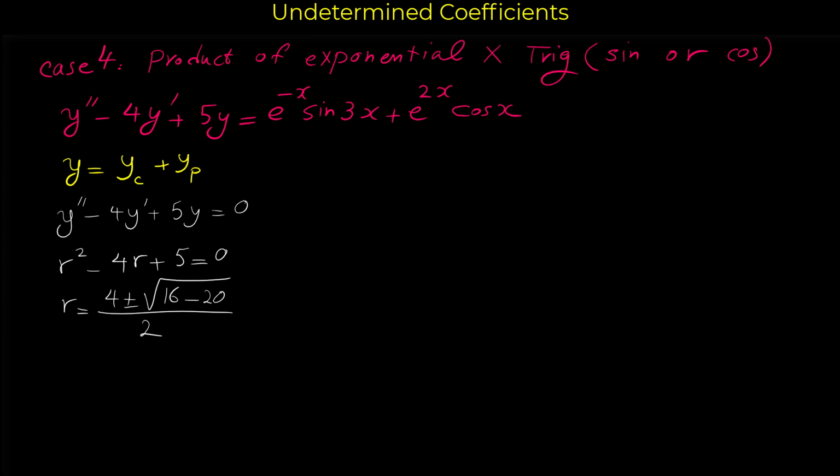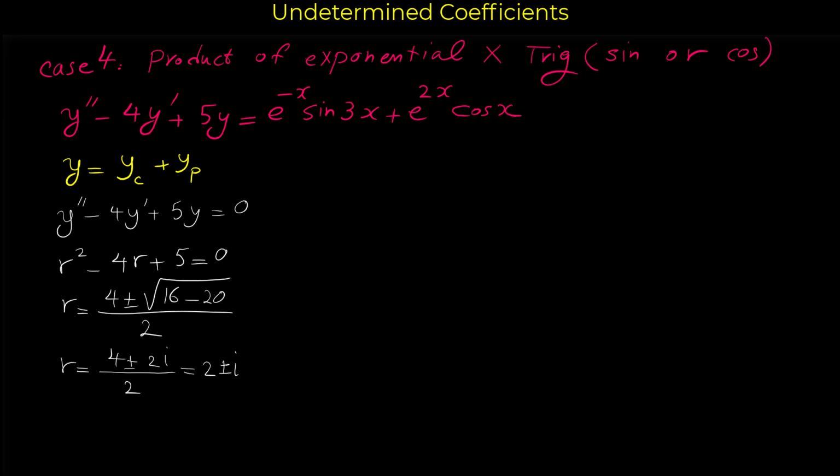16 minus 20 is negative 4, and the square root of negative 4 is the square root of 4 times the square root of negative 1, and this is 2i. So we can write r as 4 plus or minus 2i over 2. If we divide 4 by 2, it equals 2, and if we divide 2i by 2, we have i. So r equals 2 plus or minus i. These are the complex roots of this characteristic equation.